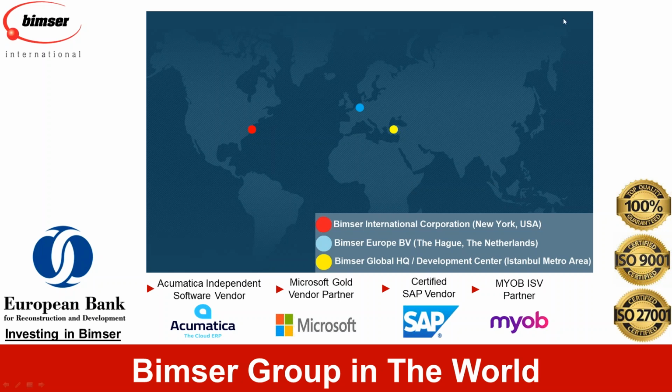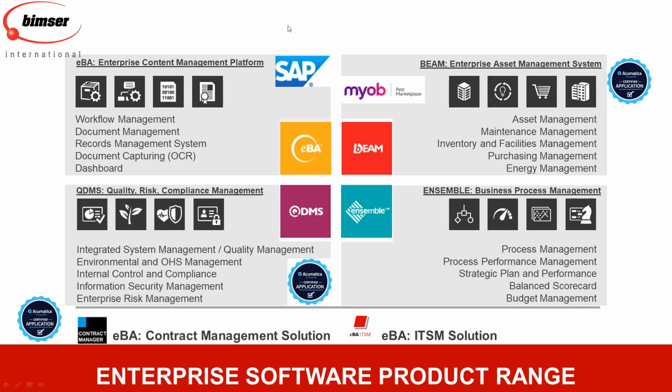Speaking of certifications, we'll be talking about SQF today. We also have quality management systems in place. We run our quality management system on a daily basis. We are ISO 9001 certified and ISO 27001 certified. Since 1998, we focus on our 4 products: EBA, BIM, QDMS, and Ensemble. EBA is a workflow engine that helps companies automate their business processes.